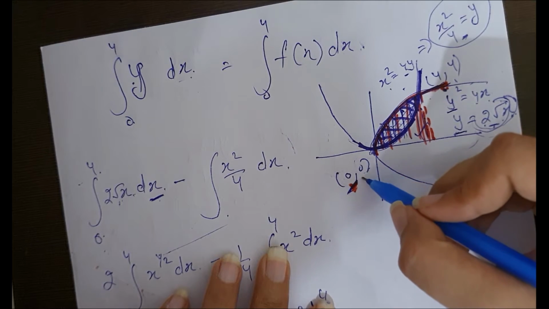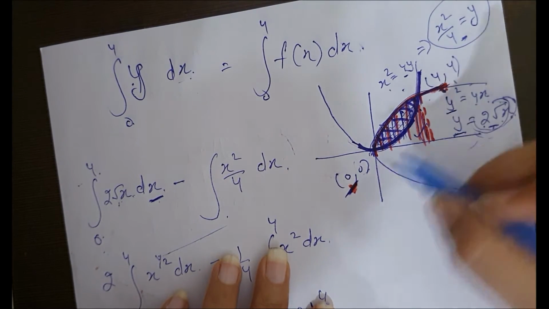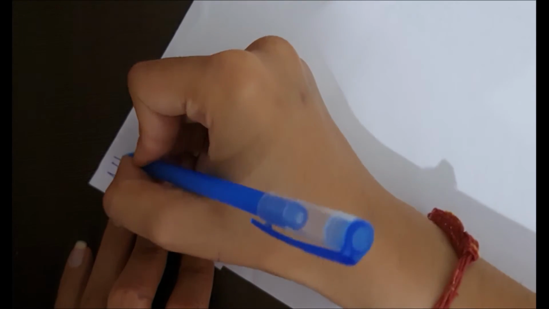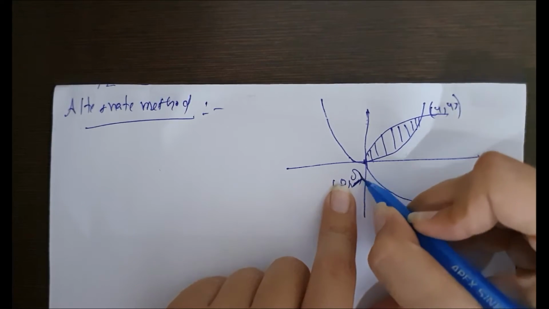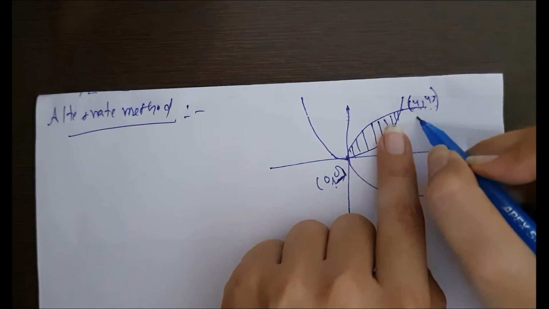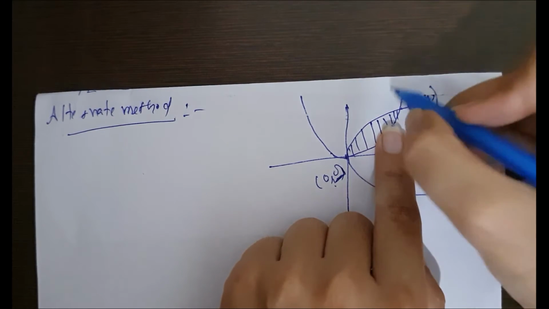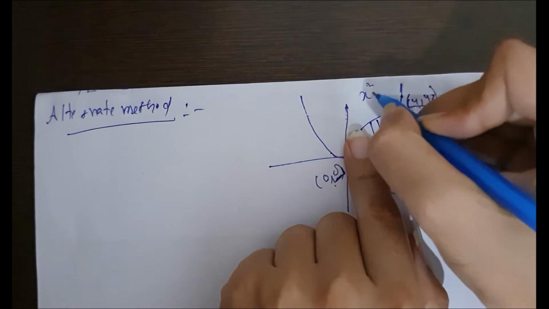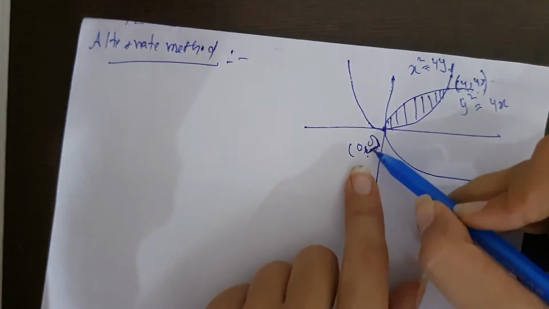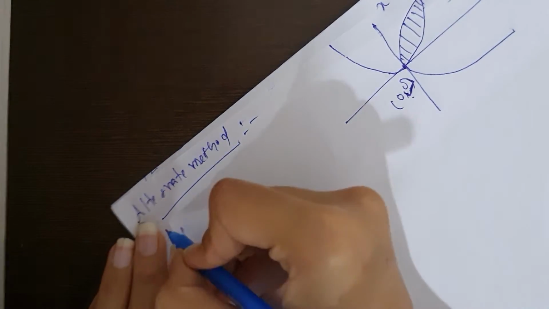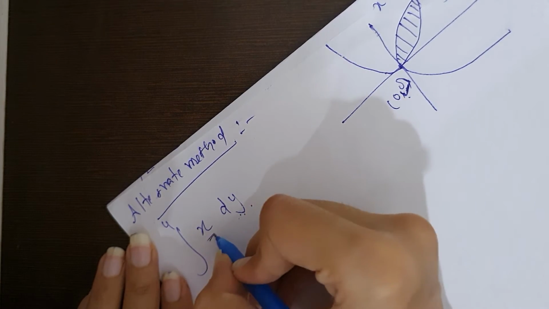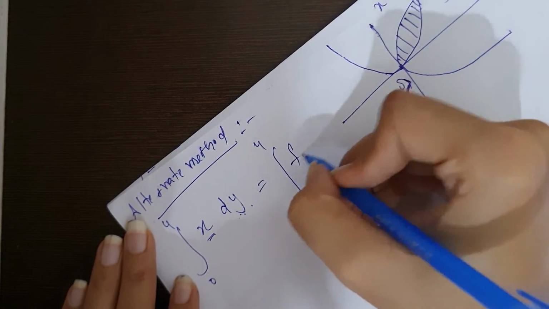We can do it with the alternate method. Here we have taken limits of x. If we take limits of y, then we have to put the value of x. Now if we do it with the alternate method, on the y axis, that is from 0 to 4, then we have to put the value of x. So the equation of this parabola is y square is equal to 4x, and the equation of this parabola is x square is equal to 4y. So if we want to take limits on the y axis, that is from 0 to 4, we have to integrate with respect to dy. So for that we have to take the value of x, so that we get a function of y.